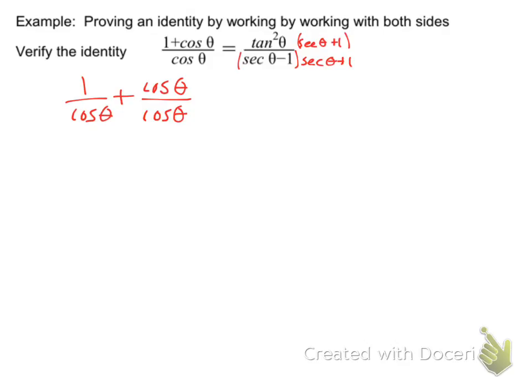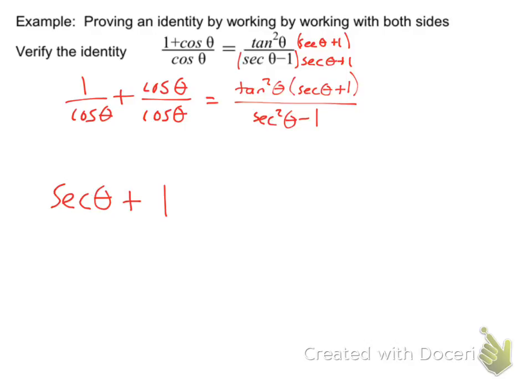FOIL it out, distribute. I am not going to multiply the top stuff together yet. But the bottom would equal secant squared theta minus 1. First one squared minus the second one squared. This would equal secant theta plus 1. Oh, wait a minute. Do you guys see that secant squared plus 1? It's right there. Yep. Is there a way to cancel these out?